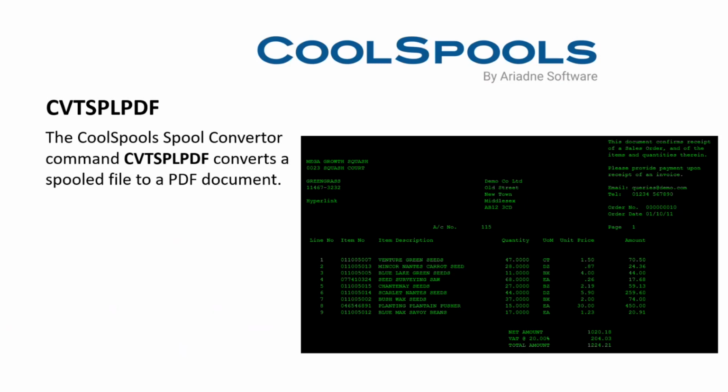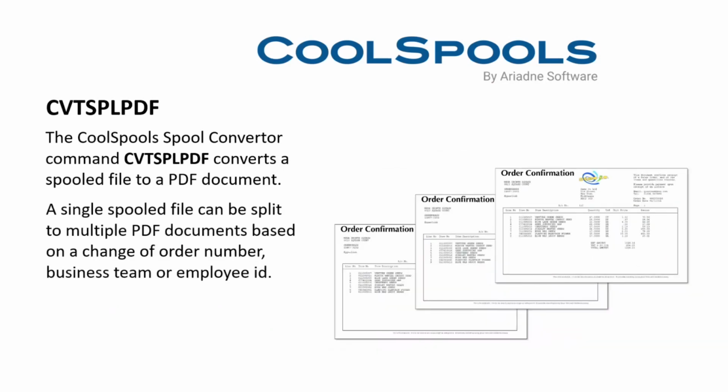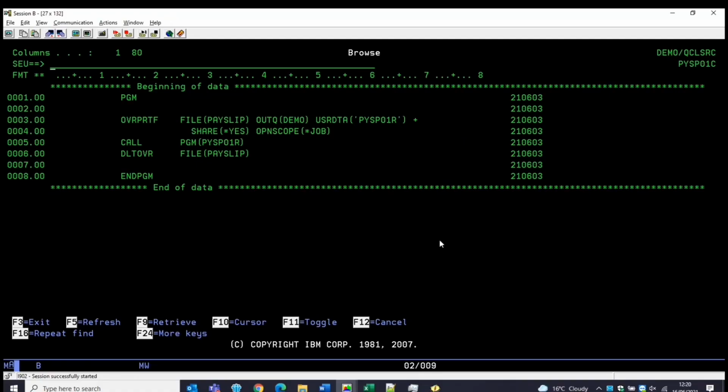CVTSPLPDF. And not only does this allow you to convert a spool file to PDF, it also allows you to split a single multi-page spool file into multiple output PDF documents based on a change of a value on the page, such as an order number, a team, or an employee ID. And that's what we'll be looking at in this video, using payslips as an example.